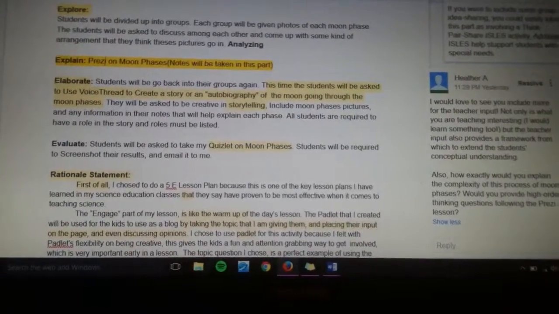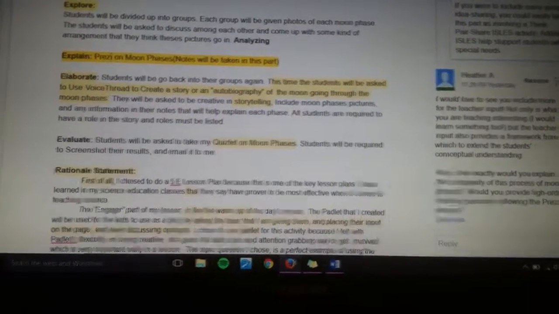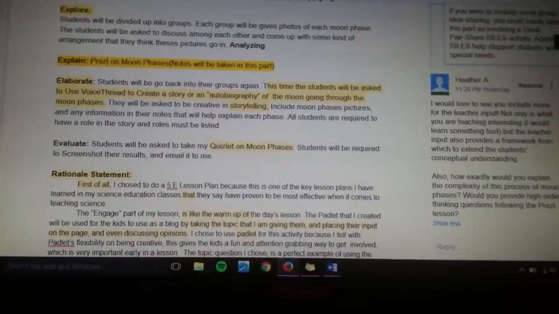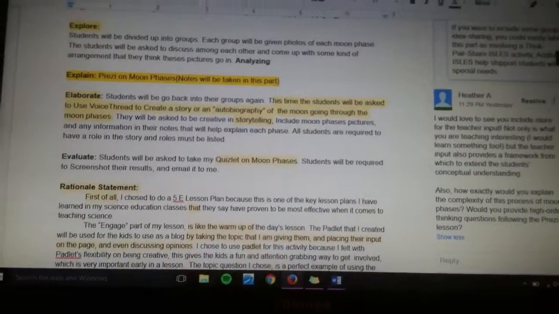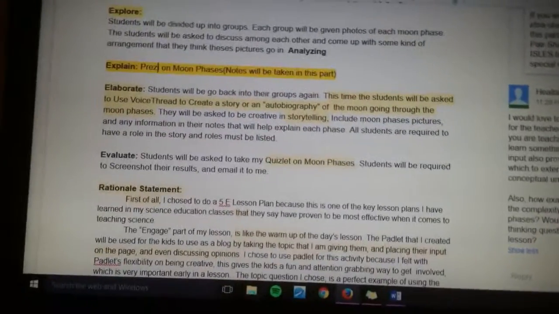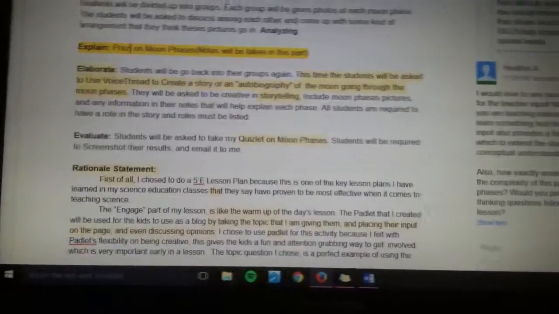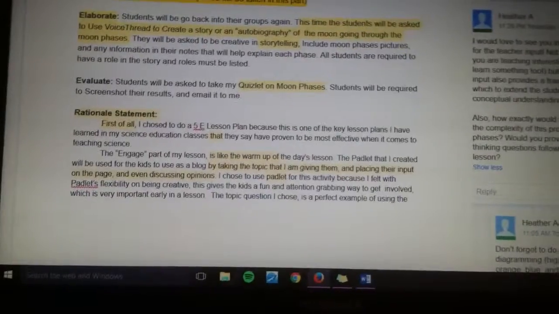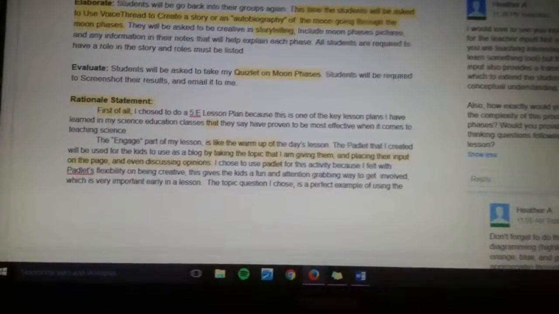So it also provides the framework for how you're going to extend the students' comprehension and ability to apply their knowledge throughout the lesson. So this would also be a great opportunity to include some Bloom's taxonomy based questions.